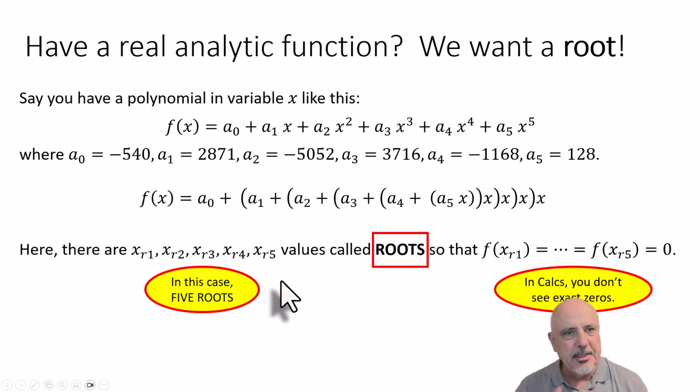Let's start with a basic real analytic function, which is a polynomial in this case. And we're going to talk about the roots of this polynomial. So the polynomial is a quintic polynomial. That means it's 5th degree. And that means that I've got some coefficients that are presented in ascending order. My terms are presented in ascending order.